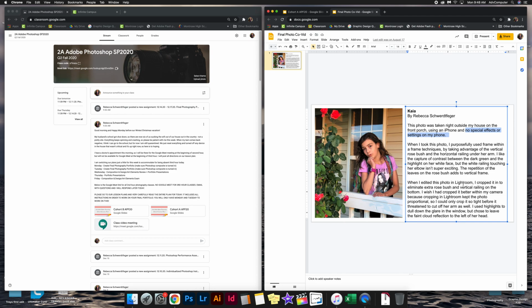Then I talked about editing. So this one would probably be my Lightroom one. I cropped it to eliminate extra rose bush and vertical railing on the bottom. I used highlights to dull the glare in the window, but chose to leave the faint cloud reflection to the left of her head. Okay, so obviously I didn't do very many edits on this one, but I did edit it.